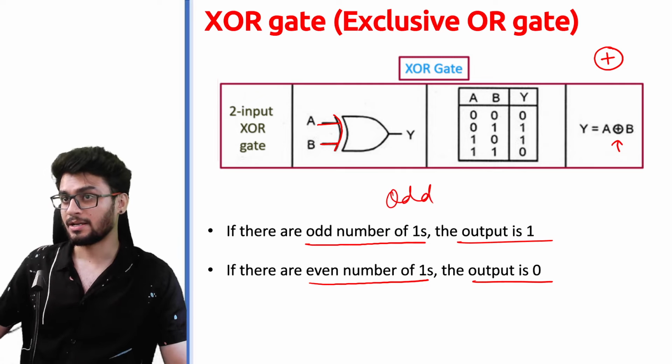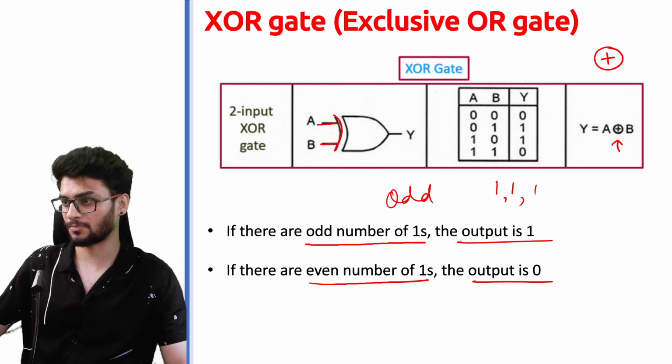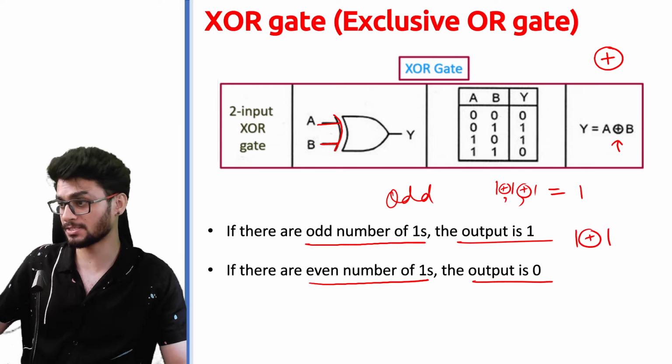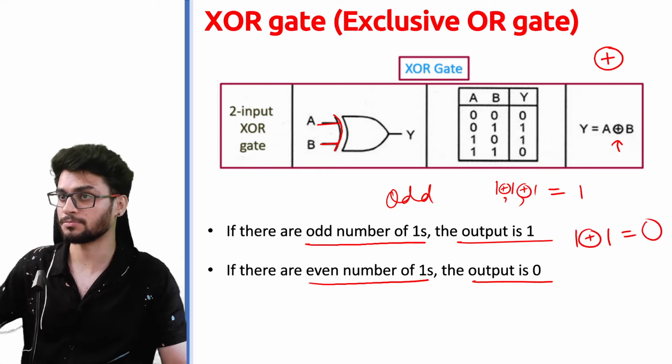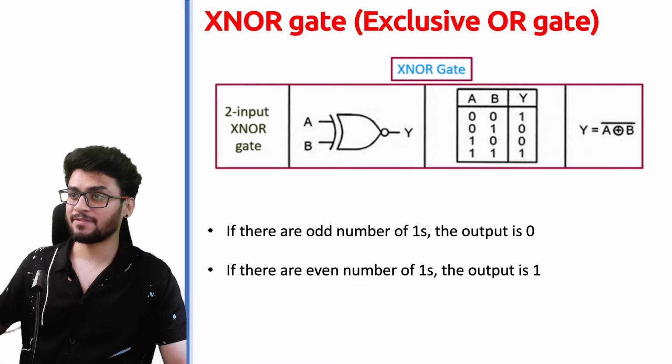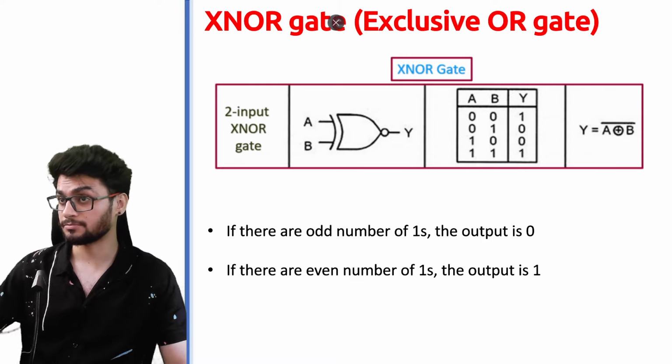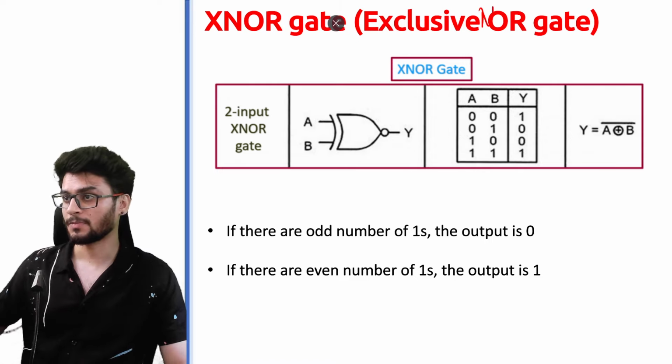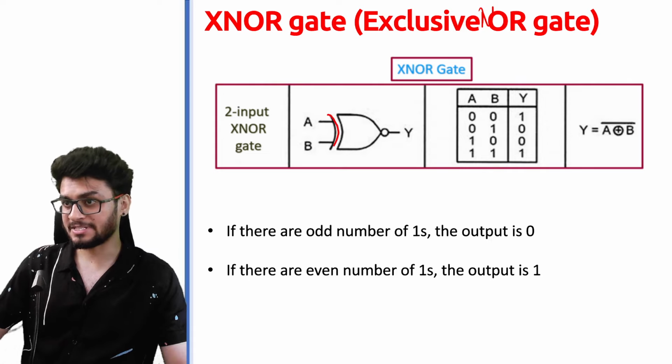So in an exclusive OR gate, अगर आपके पास odd number of ones है, for example, if I have 3 ones, 1, 1, 1, and they are like this, it will give us 1. But if I have something like this, it will give me 0. Similarly, we have exclusive NOR gate, right? Similarly, यहाँ पर भी आप पीछे एक line लगाते हो, and आगे it is inverted.